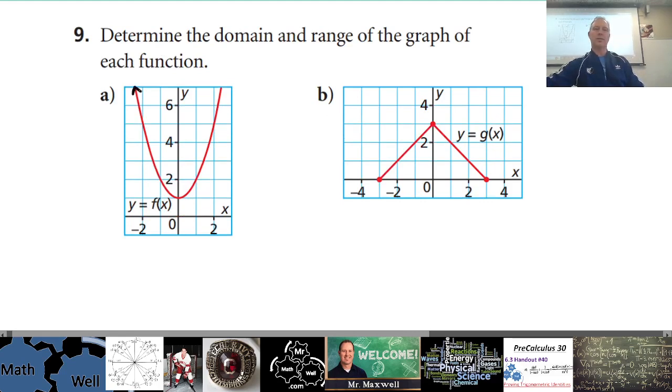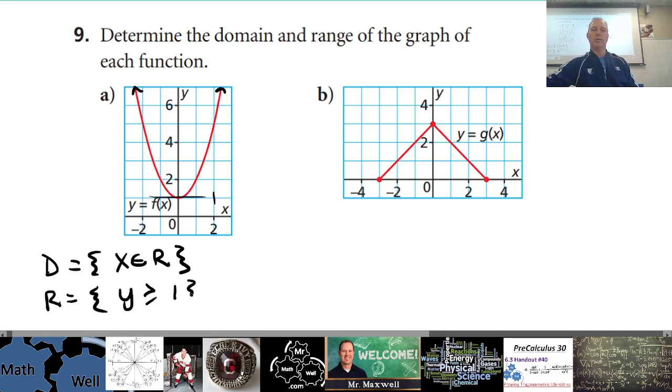Notice that those arrows keep going. So domain is everything left and right. This goes up forever and left forever, up forever and right forever. So x is an element of all real numbers. And for the range here, it looks like there's a minimum at 1 and no maximum. So y greater than or equal to 1.